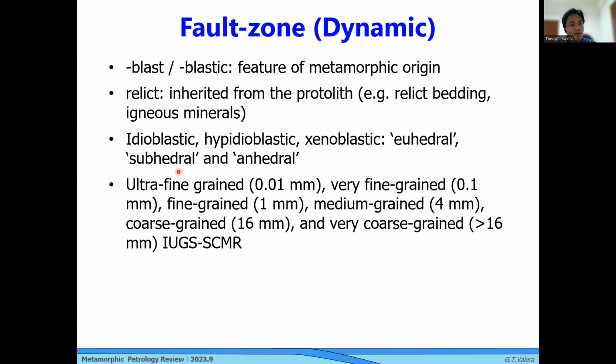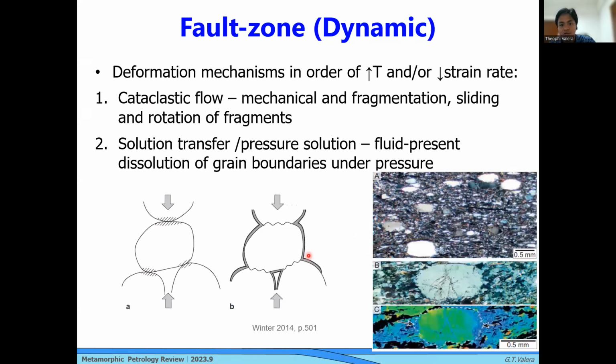Okay? And then other terms to be defined, idioblastic, hypidioblastic, and xenoblastic. Idio, this basically means euhedral, subhedral, and anhedral respectively. The grain sizes suggested by the IUGS SCMR, so parang igneous rocks lang, so ultra fine grain 0.01, very fine grain 0.1, fine grain 1, and medium grain 4 millimeters, coarse grain 16 millimeters, and very coarse grain more than 16 millimeters. So, dynamic metamorphism.